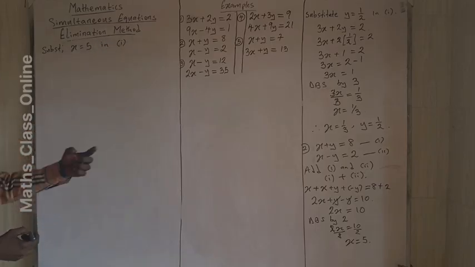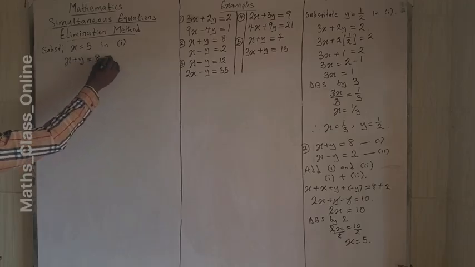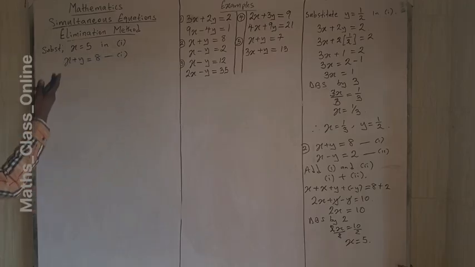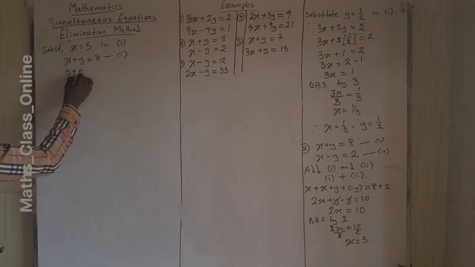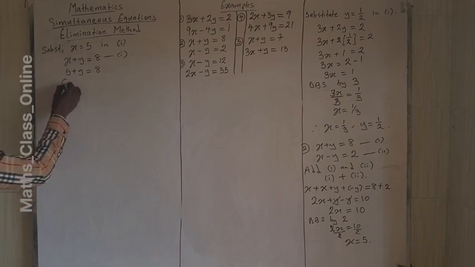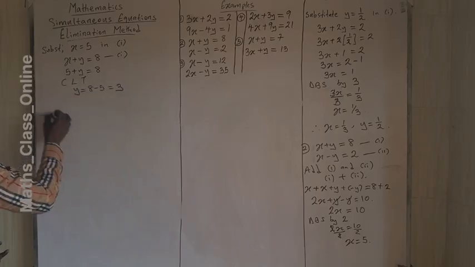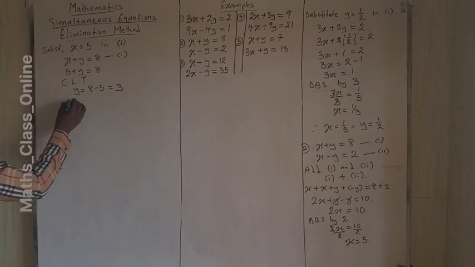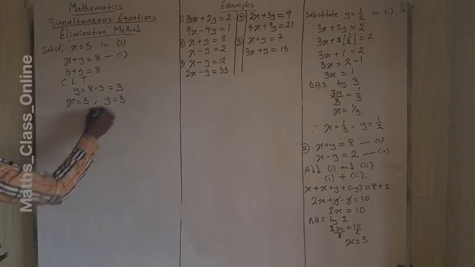What is equation 1? That is x plus y equals 8. The value of x is 5. Collect like terms. We have y equals 8 minus 5, which equals 3. This implies that the value of x equals 5 and the value of y equals 3.